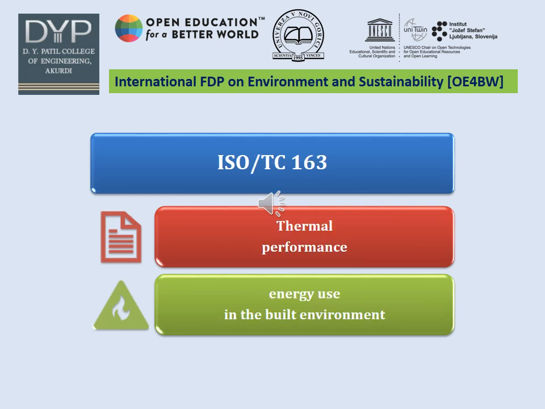ISO/TC 163, thermal performance and energy use in the built environment. Energy consumption in buildings accounts for over 20% of total primary energy use worldwide, and up to 40% in developed economies such as the United States and the EU, and it is on the rise. ISO has a number of standards that help make buildings more energy efficient, covering everything from the design of the whole building to its individual parts.